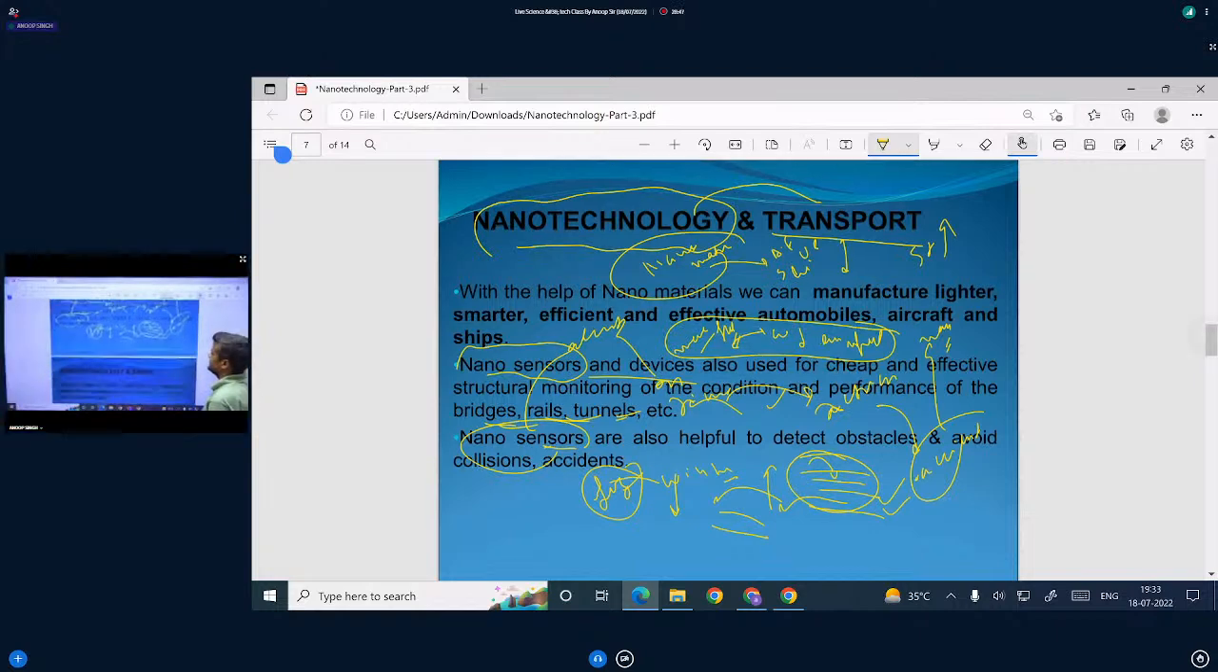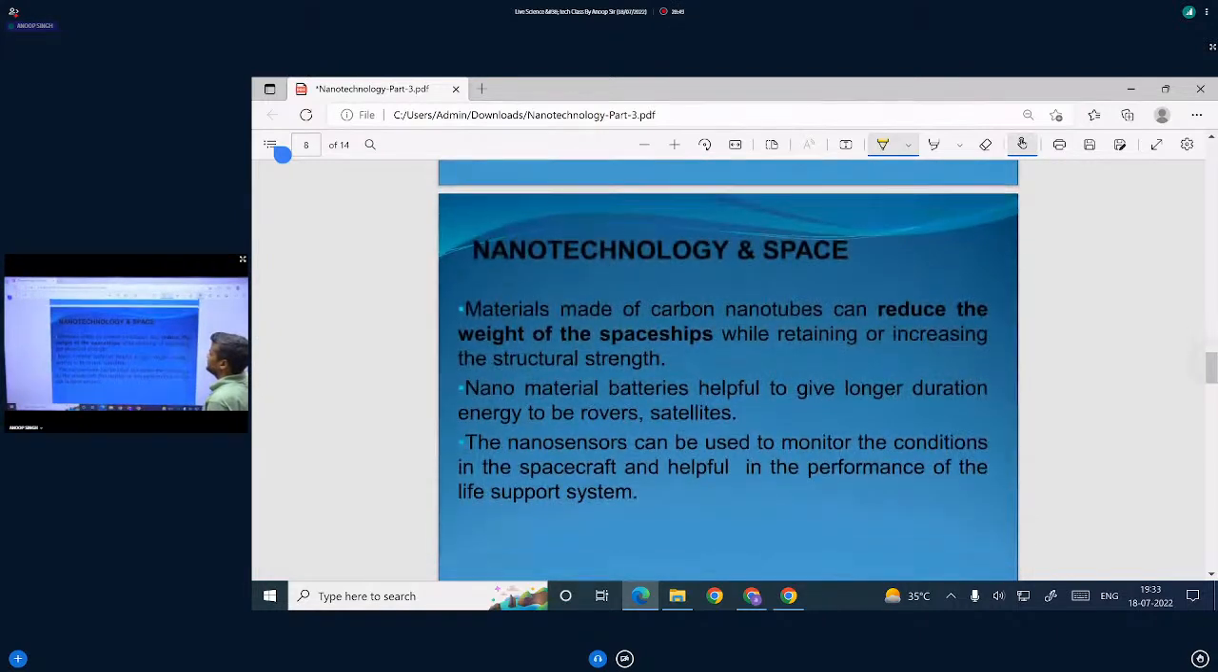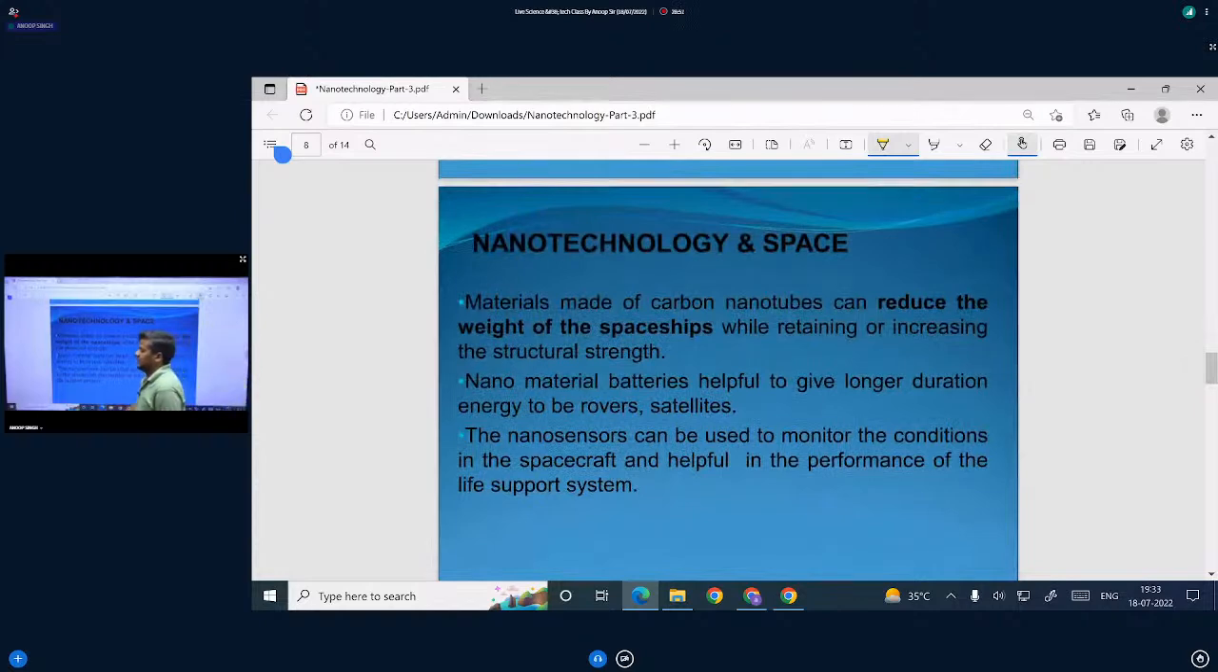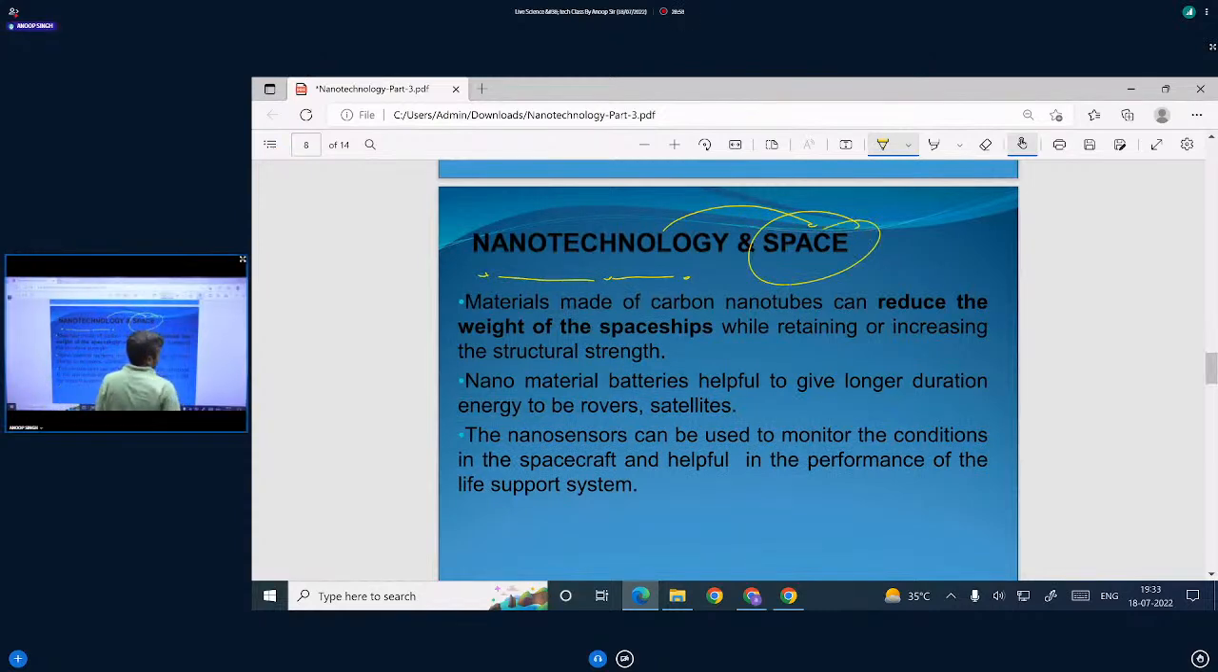Next. Let's see how this technology is helpful in space.